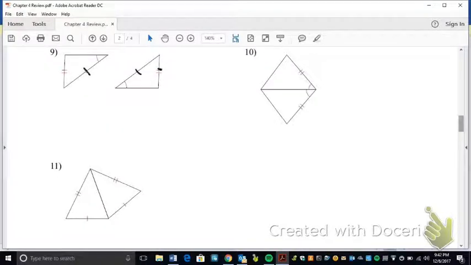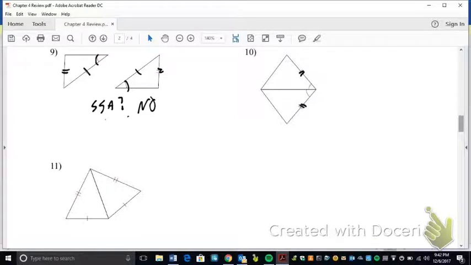9, we have two sides and an angle. And the problem with that is that the angle isn't included. So we have SSA, side, side, angle. Well, there is no SSA or ASS in geometry. So we say no. Those two are not congruent.